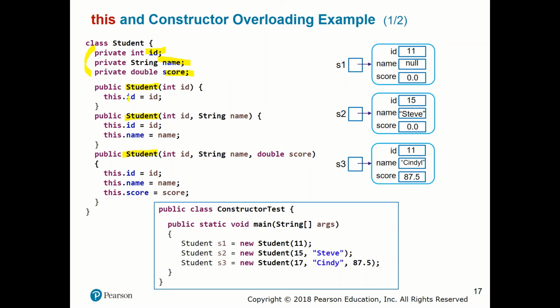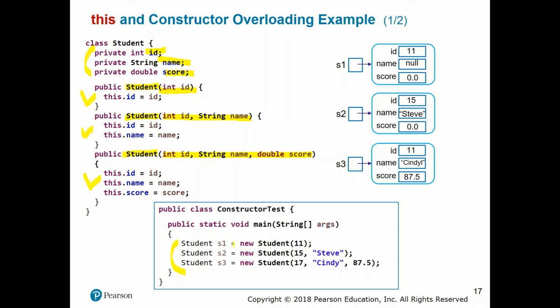And the first constructor has only one parameter, int ID, right? And the second constructor has two parameters. And the third constructor has three parameters. Okay? So there are three constructors. And in the main method, I created three objects, S1, S2, S3.